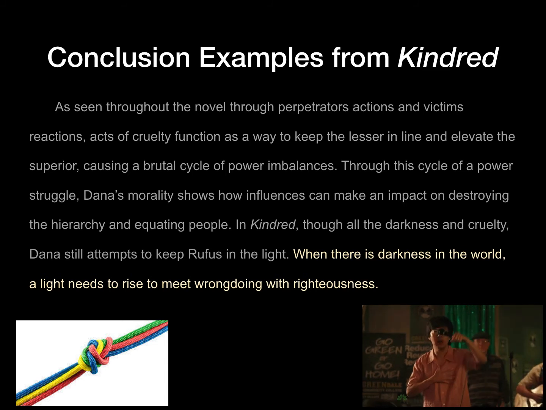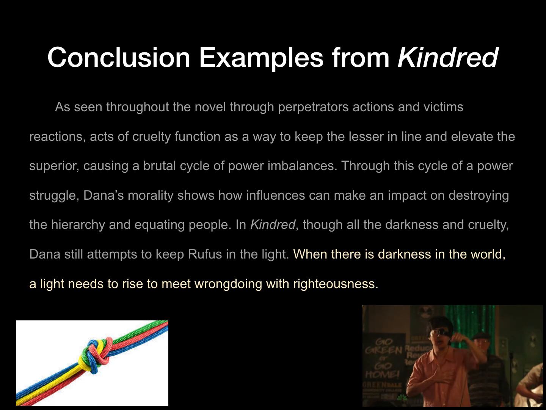So here is an example tying together all the ideas throughout this essay. "So, as seen throughout the novel, through perpetrators' actions and victims' reactions, acts of cruelty function as a way to keep the lesser in line and elevate the superior, causing a brutal cycle of power imbalances." Okay, that first sentence tied together all 3 of the ideas talked about in this essay. Could have been a little more specific, but I see the connection. So making that next step: "Through this cycle of a power struggle, Dana's morality shows how influences can make an impact on destroying the hierarchy and equating people."